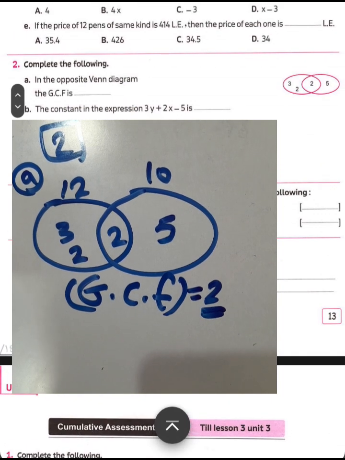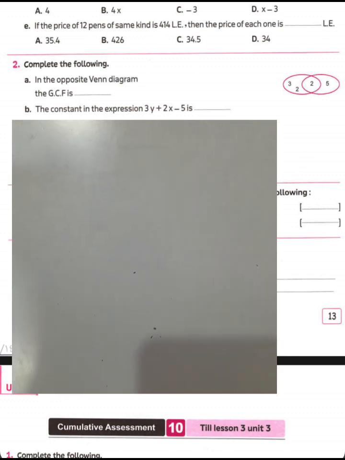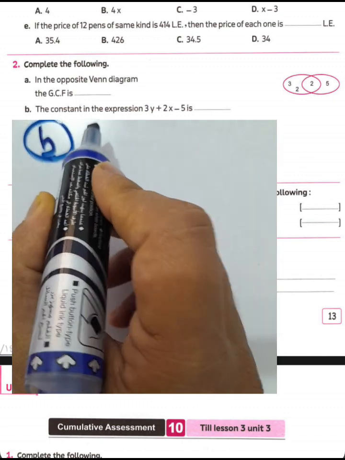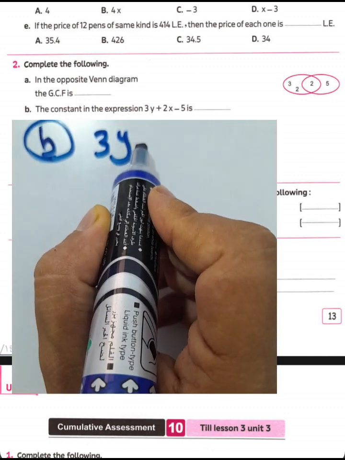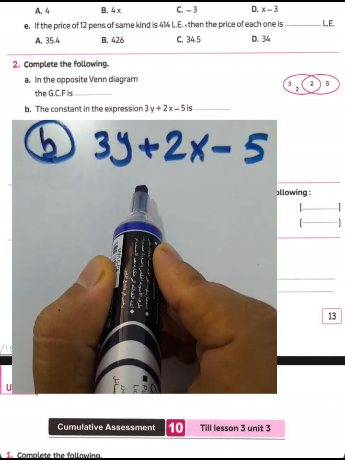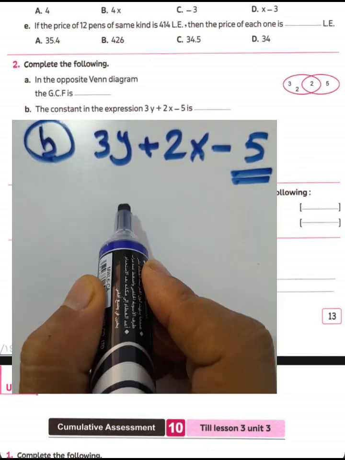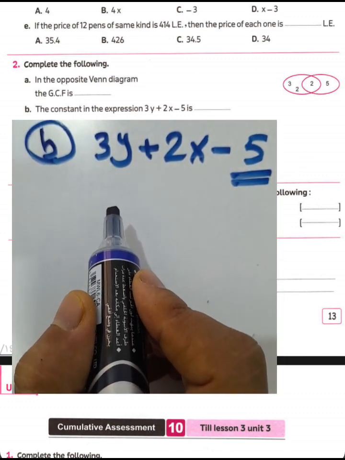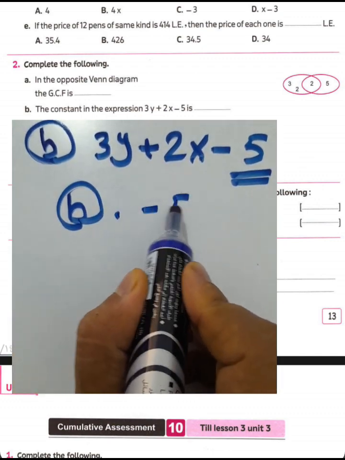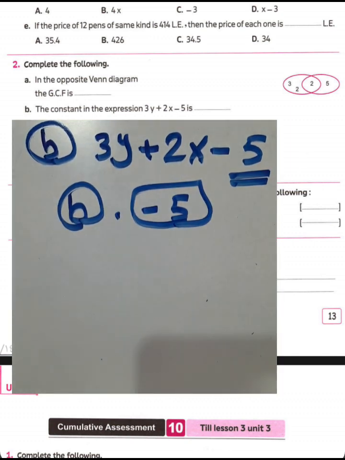Question letter B. Look here. The constant in the expression 3y plus 2x minus 5. He asked about the constant here, and it will be negative 5. Question letter B, the result will be negative 5. It's a constant here. The constant in the expression 3y plus 2x minus 5 is negative 5.